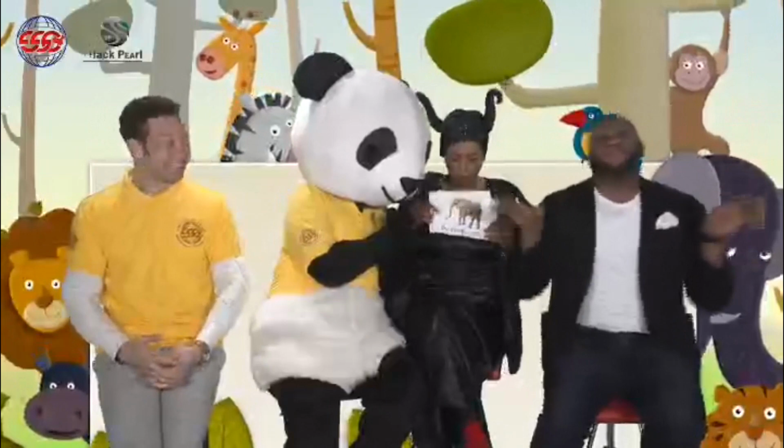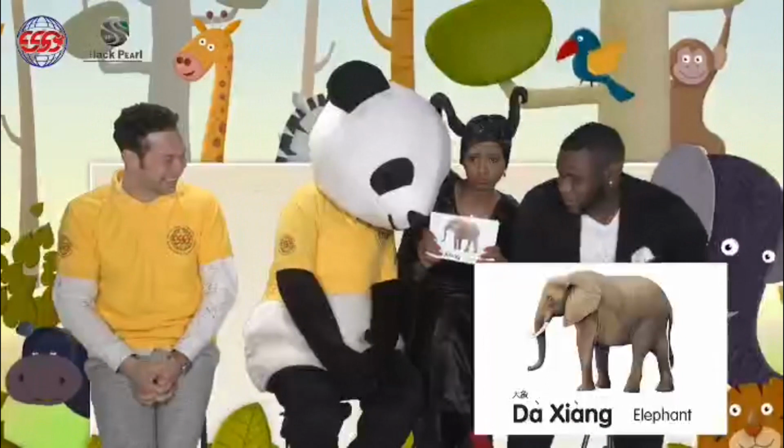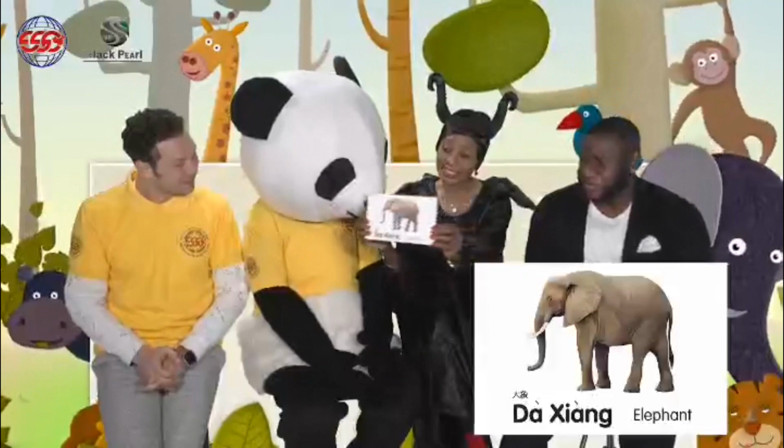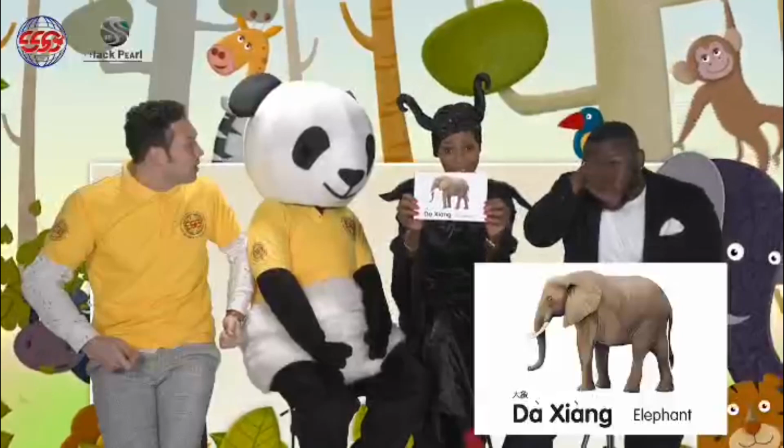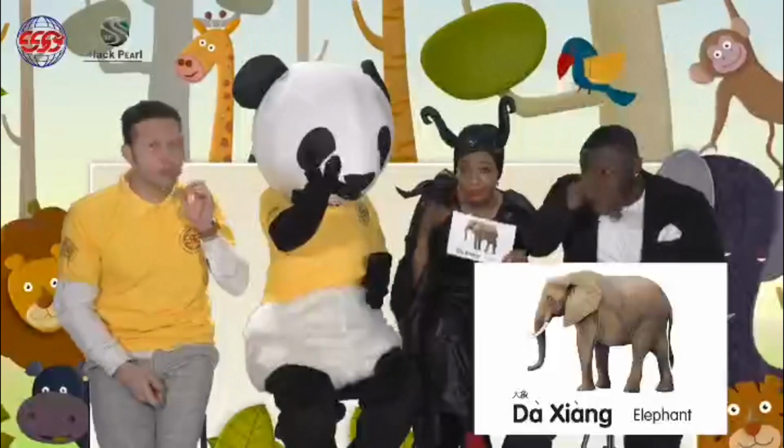Oh, you know what? After meow, I'm gonna give you a big animal. Whoa, massive. What is that? Look at that big boy. As big as Yeva right there. What is it, boy? It's an elephant. Oh, it is. Elephant. How do we call it in Chinese? Ooh, I wonder. Panda. Huh?